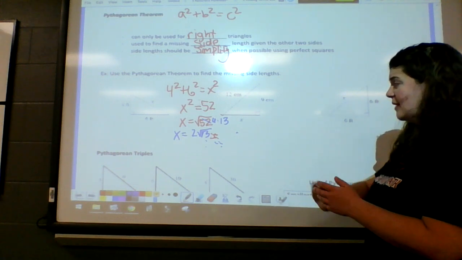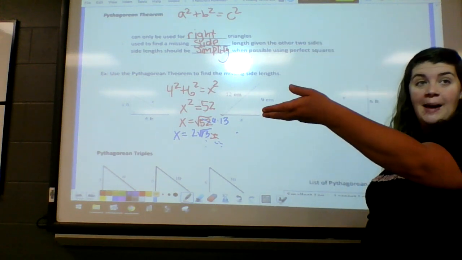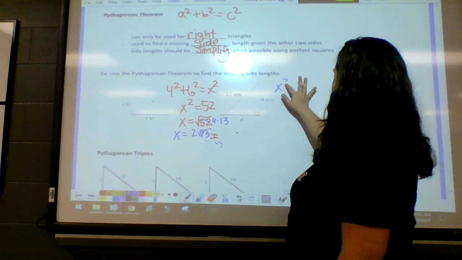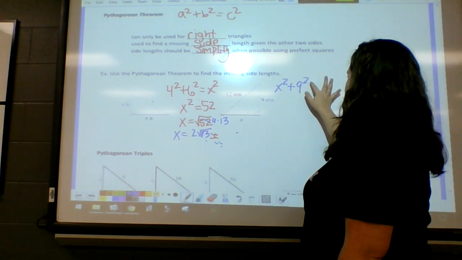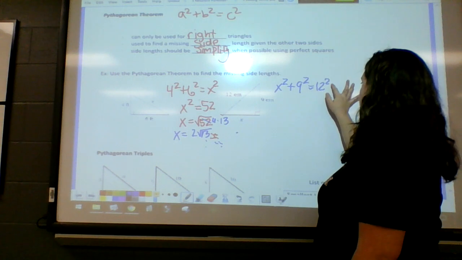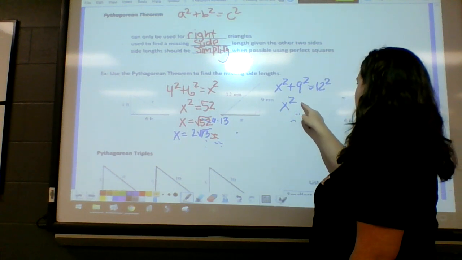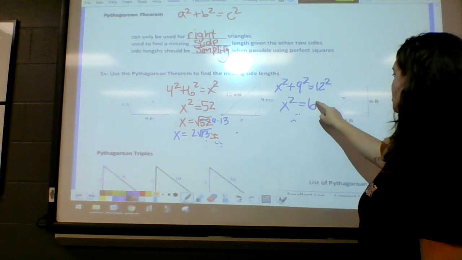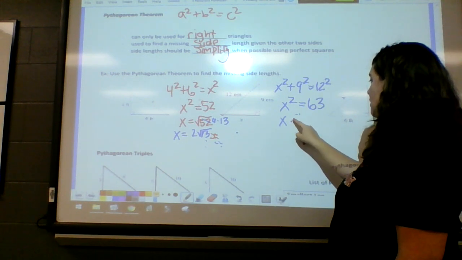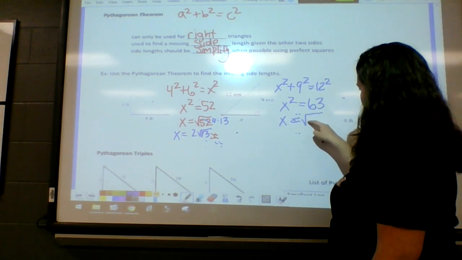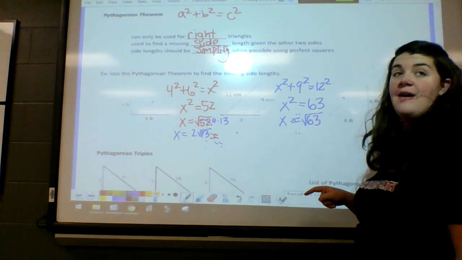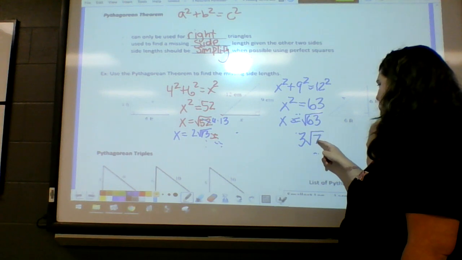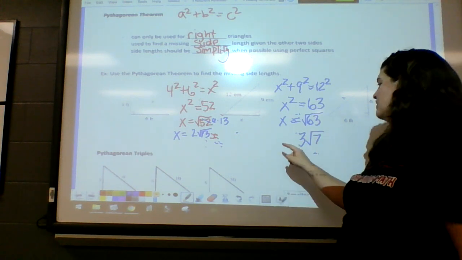Perfect. And the middle one was slightly different, right? Because we had the hypotenuse in this case. And so this would have been x squared plus 9 squared equal to 12 squared. And so you had x squared equals 63. So x was the square root of 63. And that simplified to 3 square root of 7, because 63 was 9 times 7.